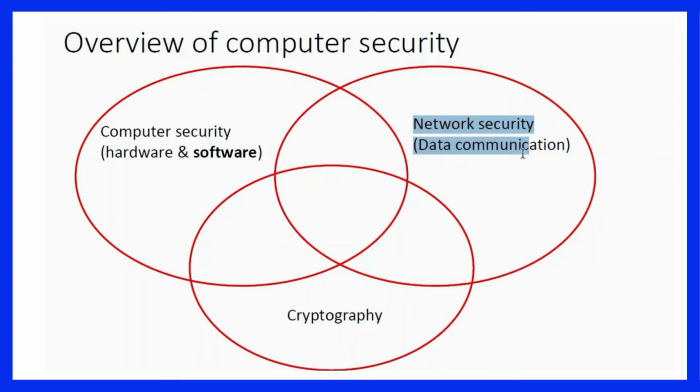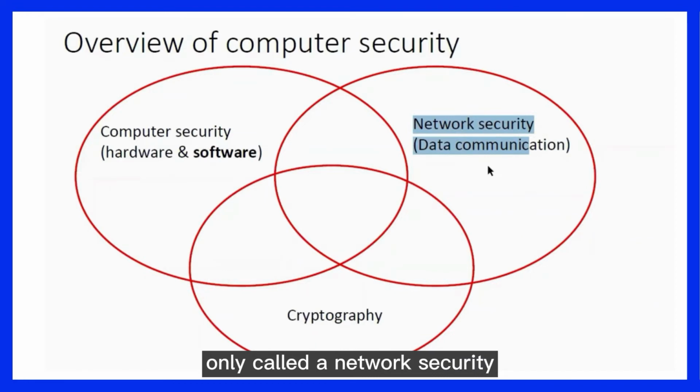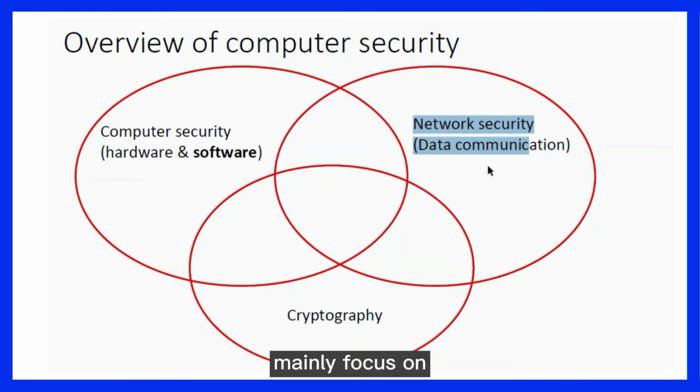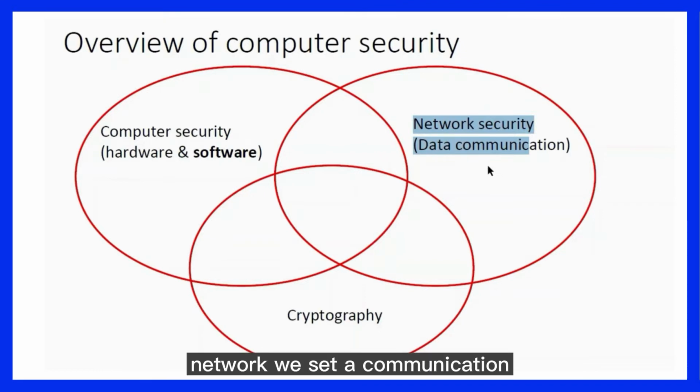So for the three of them, you can see some books. There are some books called network security, which focus on the network. Some books are called computer security. They mainly focus on software and hardware security, and maybe they also talk about network security. But network security mainly focuses on networks and data communication.